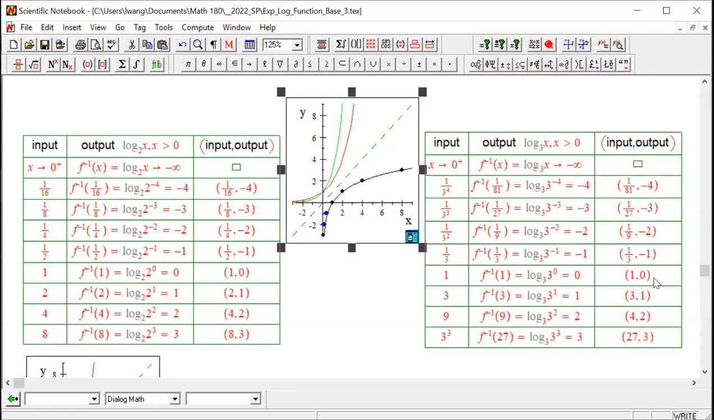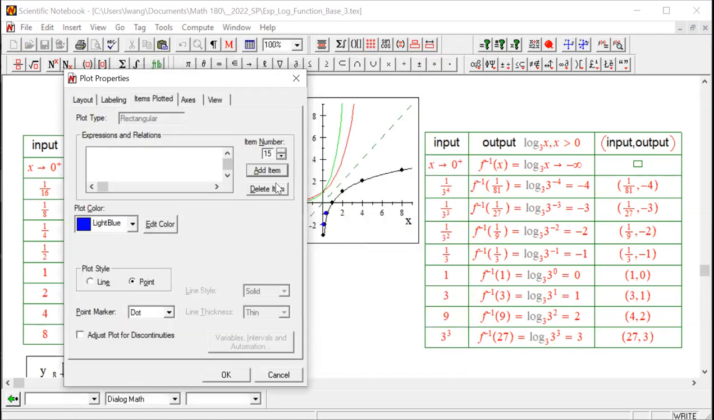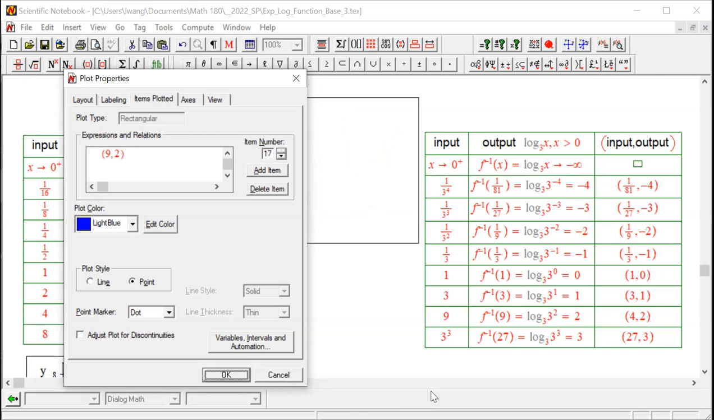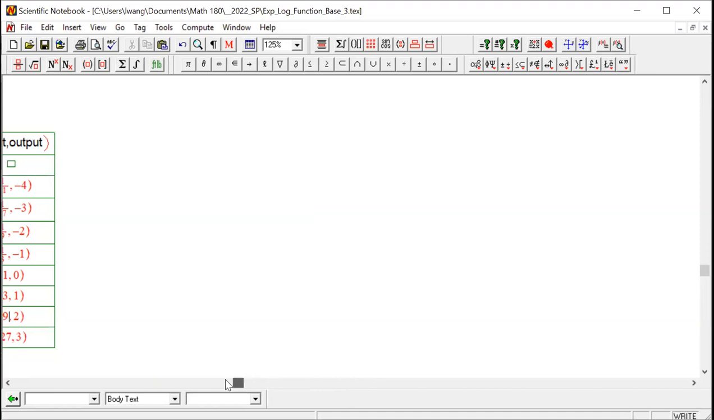The next point I'm going to put, right, is 1, 0. Okay, I think I'm gonna put all of the rest of the points in place. Wrong. 1, 0, add 3, 1. All these are blue dots. 9, 2. Okay, I made a typo on the table. I'm gonna change right away. So here should be 9, 2, okay? Sorry, I forgot to change that. Oopsie. All right.